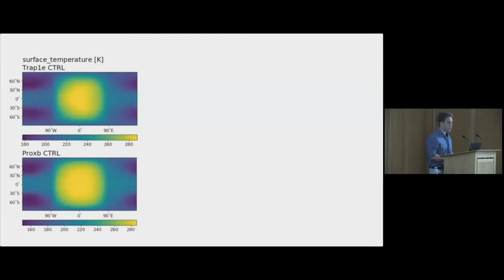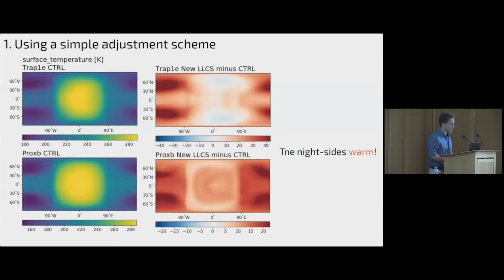For Proxima b, in these conditions, the situation is fairly similar. And then when we run this simulation with the simple adjustment scheme instead of the mass flux scheme, you see that it has quite a significant impact on the surface temperature of the planet. So the night side especially warms significantly, by up to 40 degrees for the TRAPPIST-1e case.